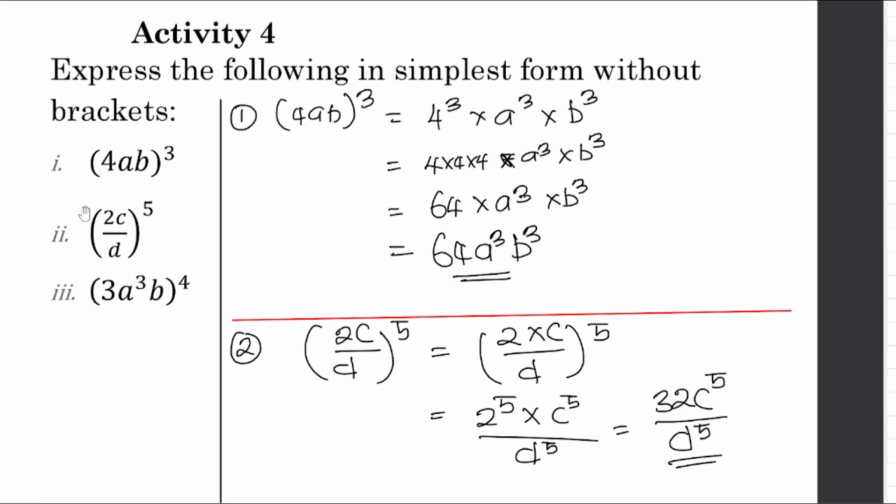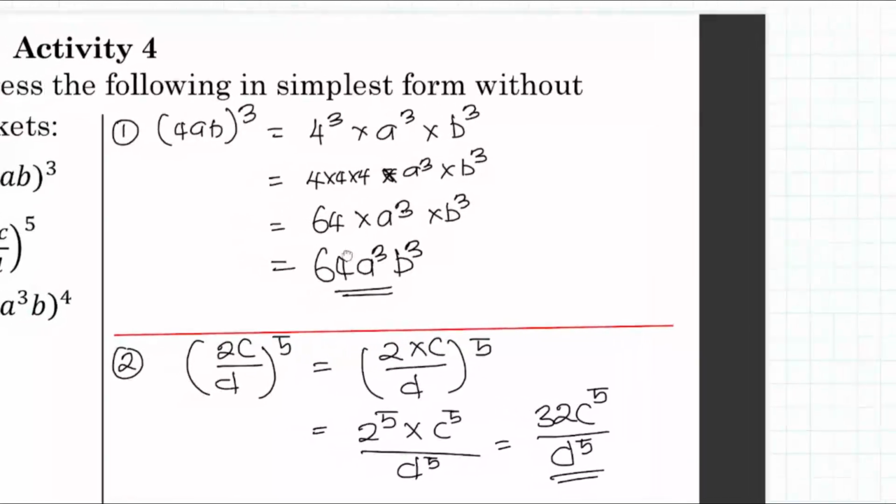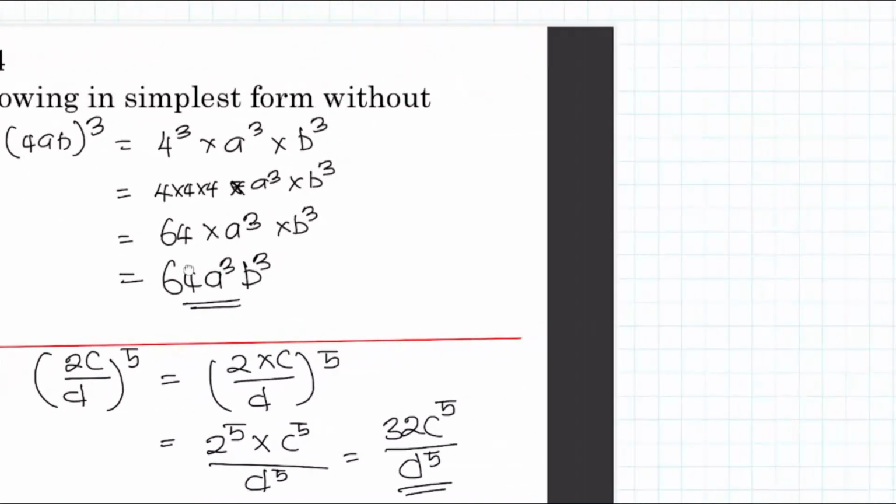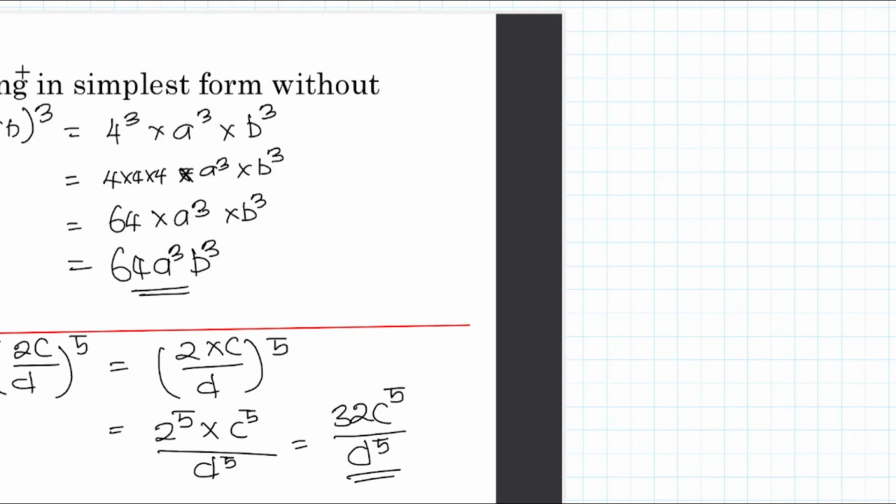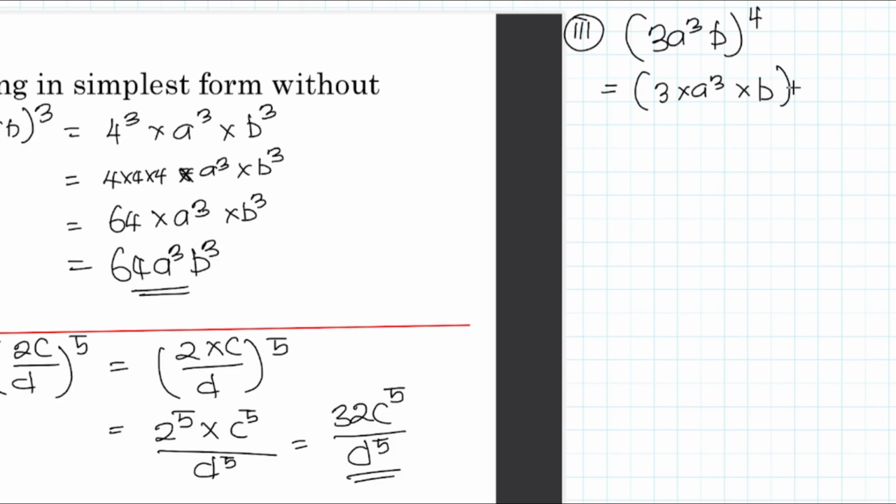Welcome back. So let's solve the third one together. (3a raised to power 3b) all raised to power 4. So we have number 3, (3a raised to power 3, b raised to power 4). So we expand everything. That'll be 3 times a raised to power 3 times b all raised to power 4, and then we expand, raising everything to the power of 4. So that'll be 3 raised to power 4 multiplied by a raised to power 3 raised to power 4 multiplied by b raised to power 4.